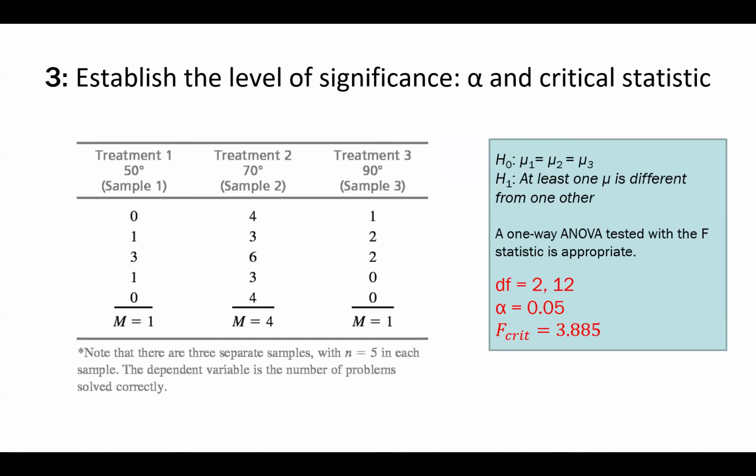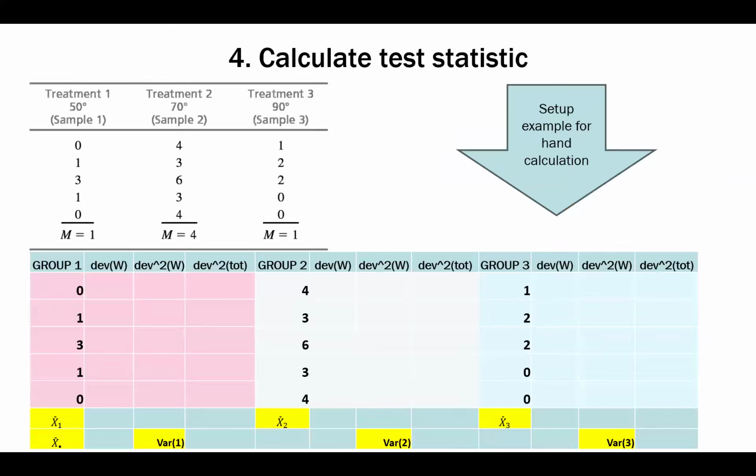Step 4, this is actually calculating the F statistic. So let's get into it. What I have down here is a suggested setup example for running through this problem. It is not the only way of organizing the calculations. If you're calculating by hand, it is the way that I use.